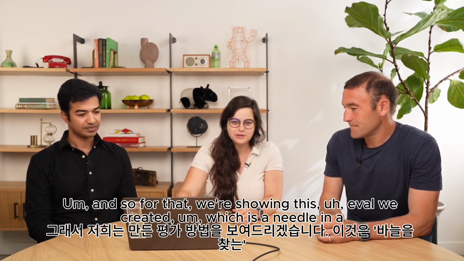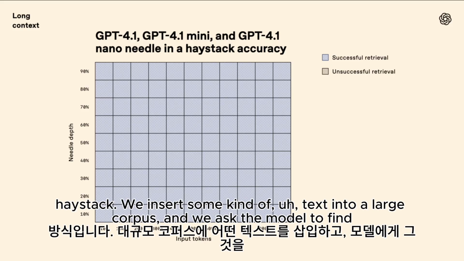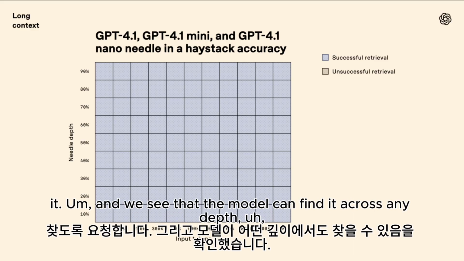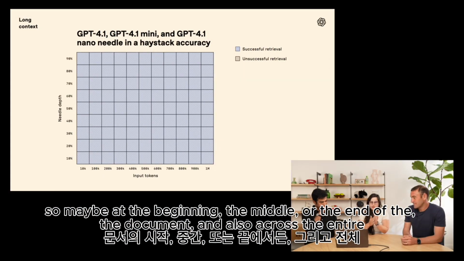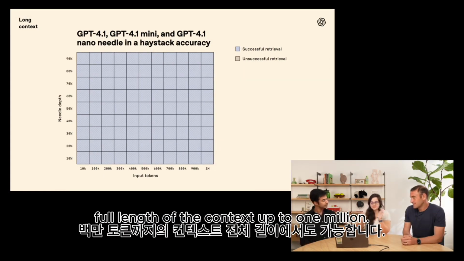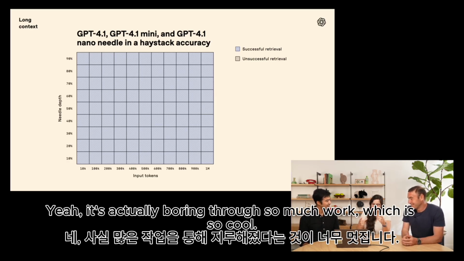And so for that, we're showing this eval we created, which is a needle in a haystack. We insert some kind of text into a large corpus, and we ask the model to find it. And we see that the model can find it across any depth, so maybe at the beginning, the middle, or the end of the document, and also across the entire length of the context up to 1 million. This is a very boring looking graph, but it's boring in a great way because it says every square is actually working. Yeah, it's actually boring through so much work, which is so cool.